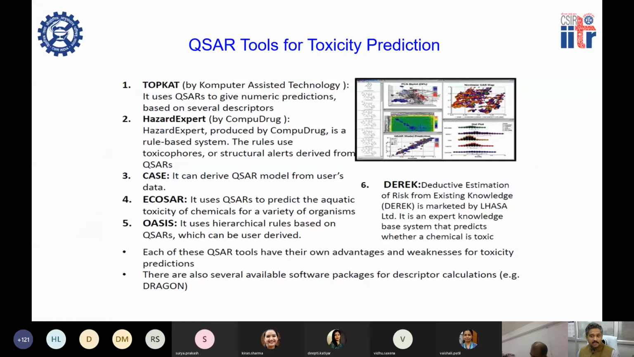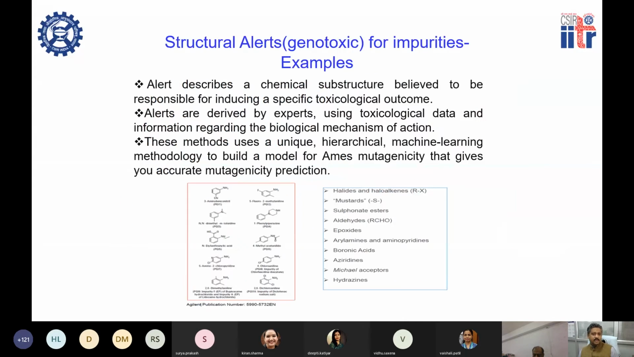The toxicological tools listed here are TOPKAT, HazardExpert, ECOSAR, OASIS, and DEREK Nexus. These are the common tools used for toxicity prediction. VEGA models are ones we have recently started using. That's also an open source platform one can test.